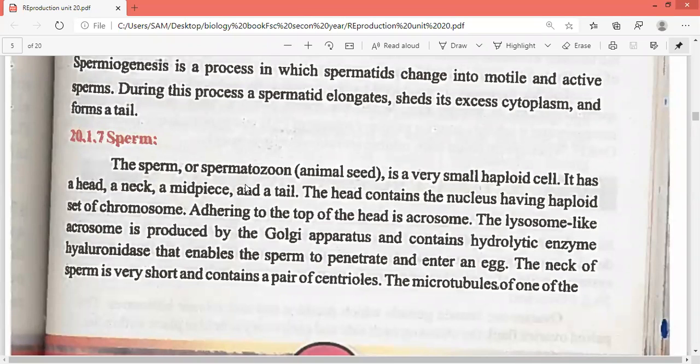The sperm or spermatozoon, also called the animal seed, is a very small haploid cell. Sometimes in the viva and in MCQs, they ask whether the sperm is haploid or diploid. It is actually a haploid cell. It has a head, neck, midpiece, and a tail. The head contains the nucleus having the haploid set of chromosomes.